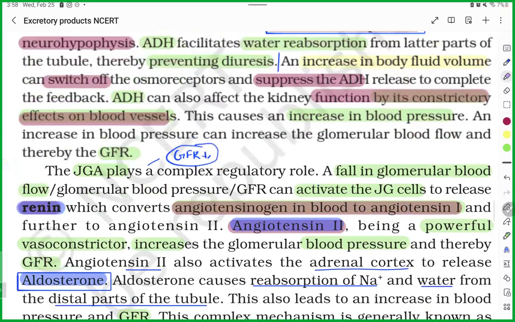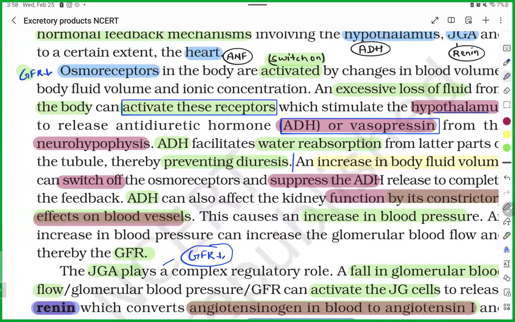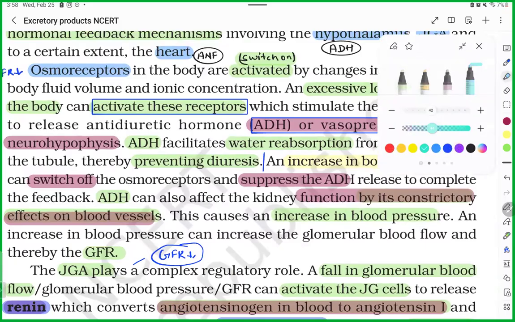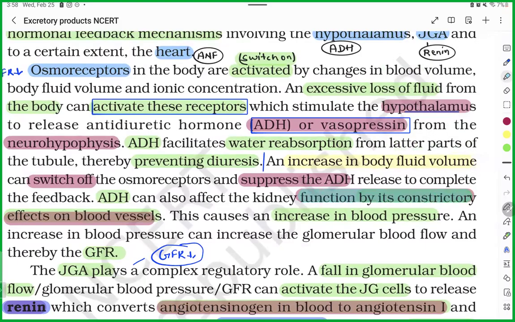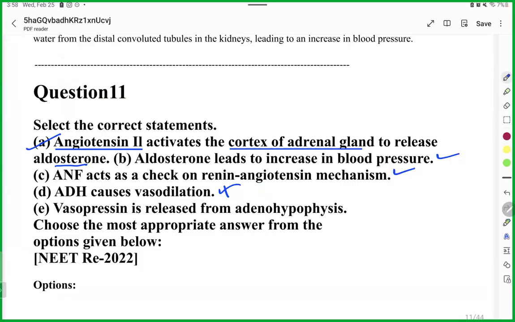So ADH. ADH is doing vasodilation is wrong because ADH causes vasoconstriction as it is written here. So ADH function is vasoconstriction. So this is wrong. Varinder, what you said last, vasopressin is released from the hypophysis. Correct. Vasopressin is released. ADH is vasopressin and ADH is released from the neurohypophysis, posterior pituitary. Correct? Posterior pituitary. So it means this is wrong.